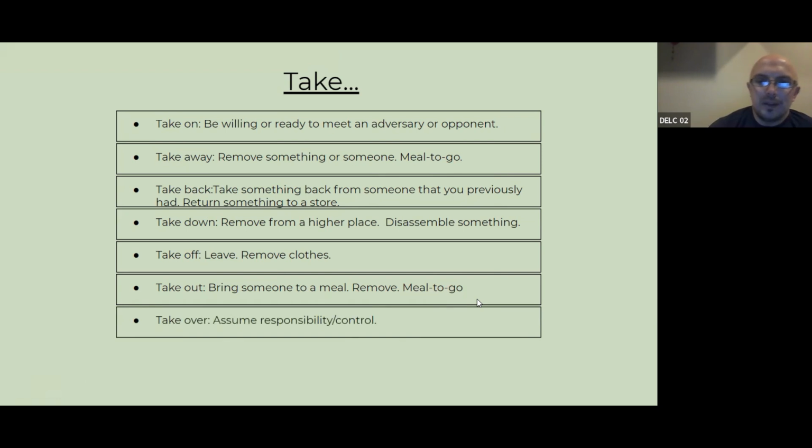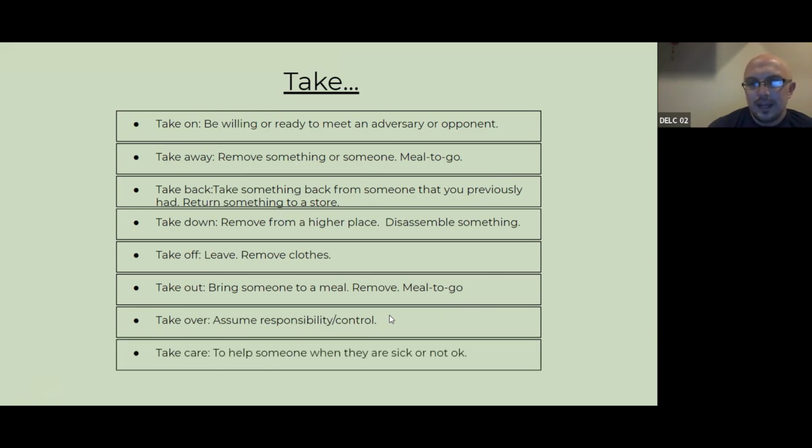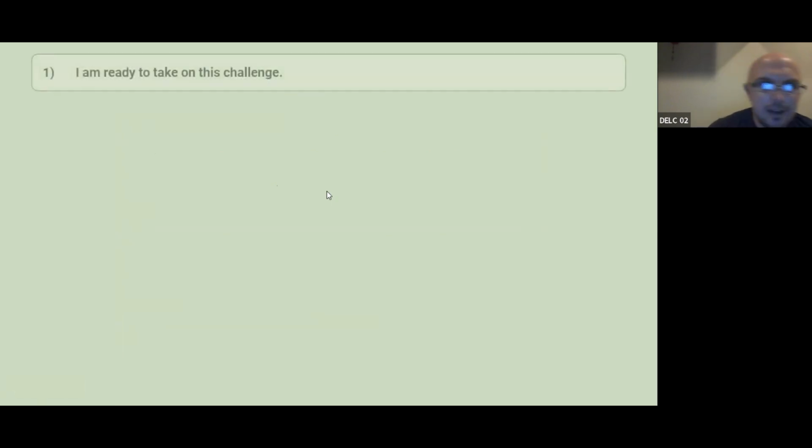And take over means to assume responsibility or to control something. To take care means to help someone when they are sick or when they are not okay. And take apart can mean to disassemble something, just like take down can mean to disassemble, take down or take apart. We can look at some examples that I have here.